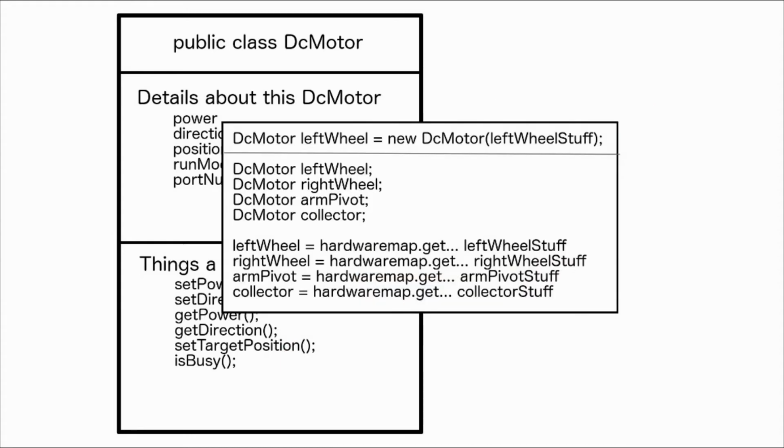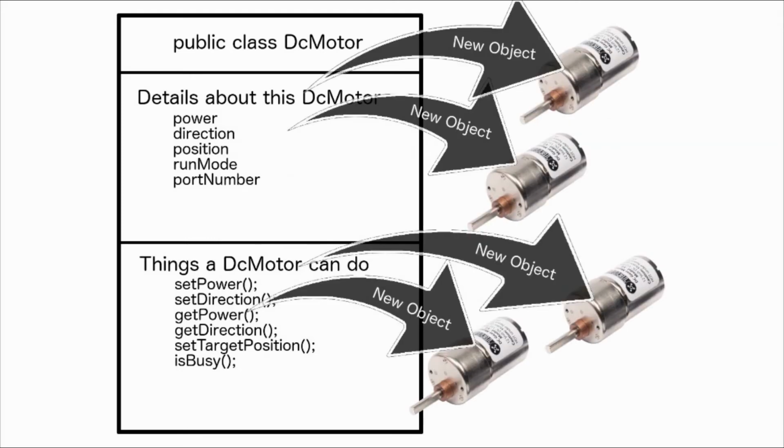But up at the top, we could say DC motor left wheel equals new DC motor and give it left wheel stuff. And then that will make a new DC motor with specific functionality. More likely what you'll see in FTC is declaring the motors at the top by saying DC motor left wheel and DC motor right wheel and DC motor arm pivot and DC motor collector. Later you could use the name left wheel, which is the container for the DC motor, and then assign it a value of something from the hardware map. After you instantiate those 4 motors, you get 4 specific motors that know specific things about themselves, all from the DC motor class.